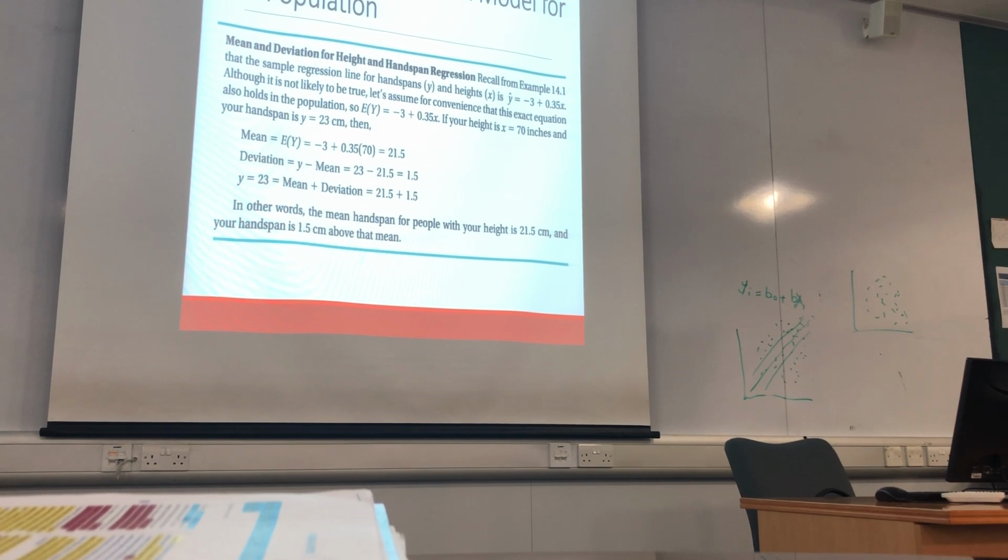Now, y equals 23, and we have the mean plus the deviation, which we add: 21.5 plus 1.5. In other words, the mean hand span for people with your height is 21.5, and your hand span is 1.5 centimeters above that mean. This 1.5 above the mean also gives us the magnitude of how much we know about the population.